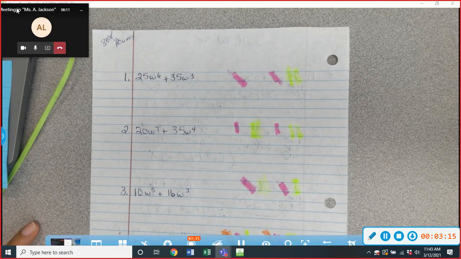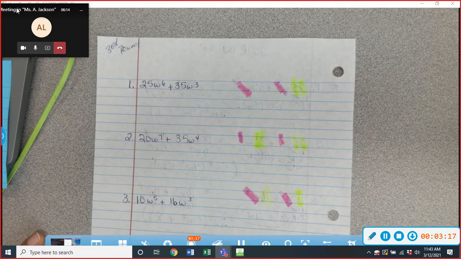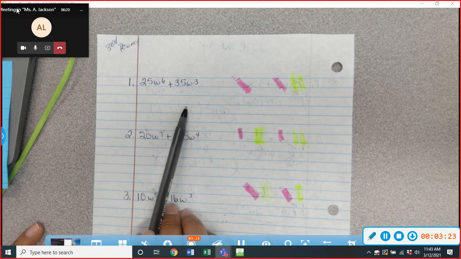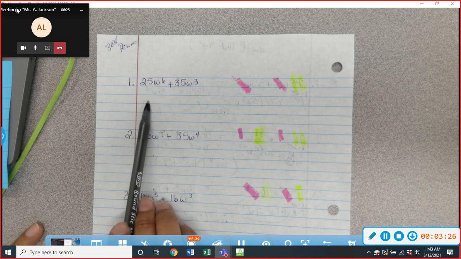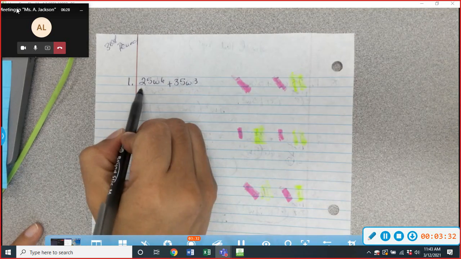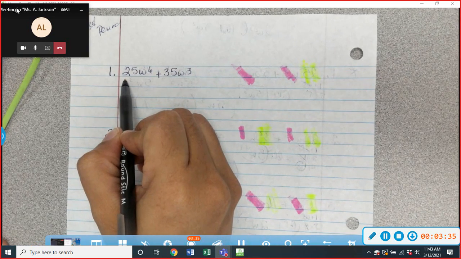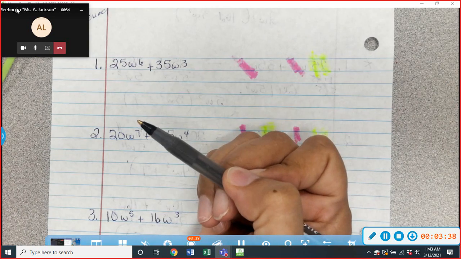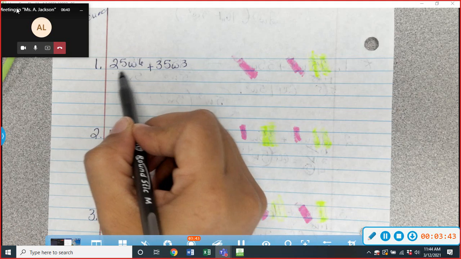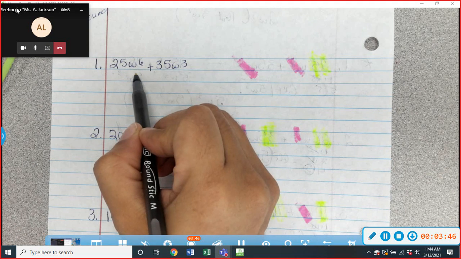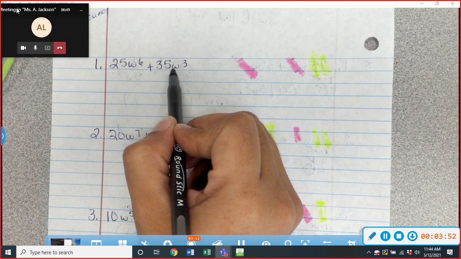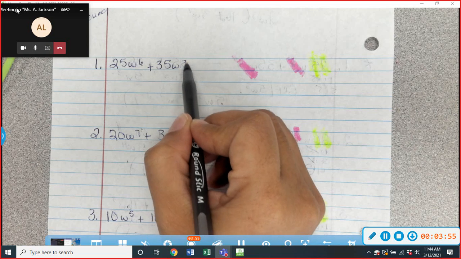Okay, so we're gonna look at question number 1. Okay? You can't see the paper? Do you see this paper right here? Oh, you don't see the number, okay. So I'm gonna say it to you. How about now? Can you see it? It's 25W to the power of 6 plus 35W to the power of 3.